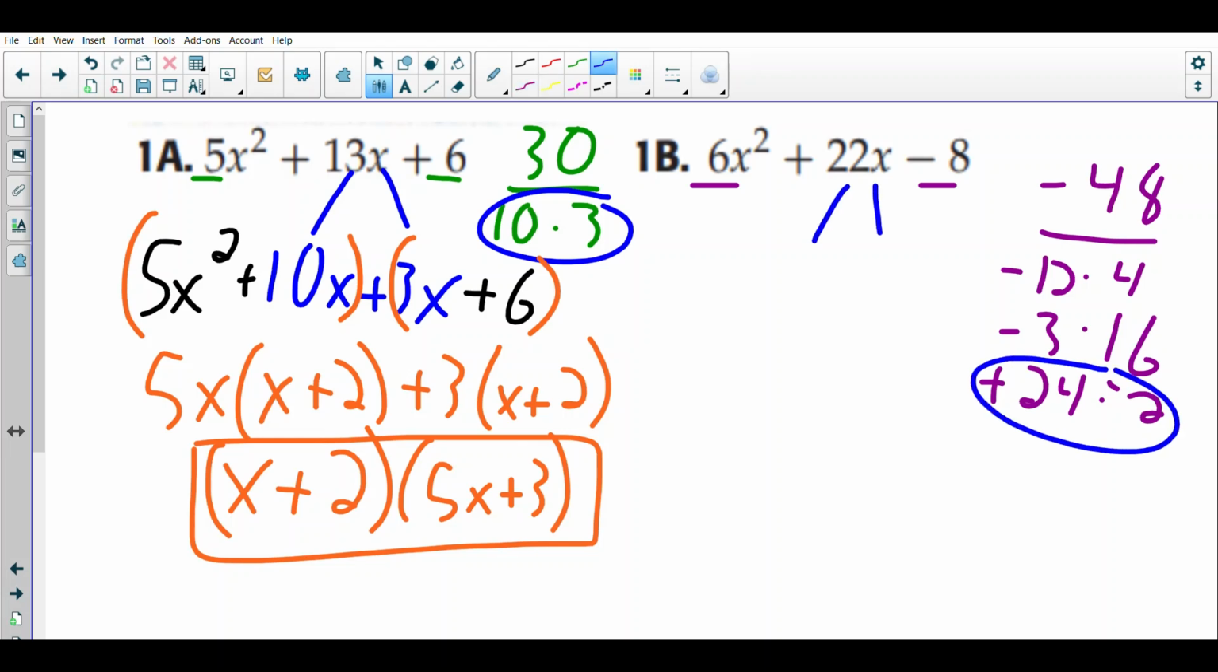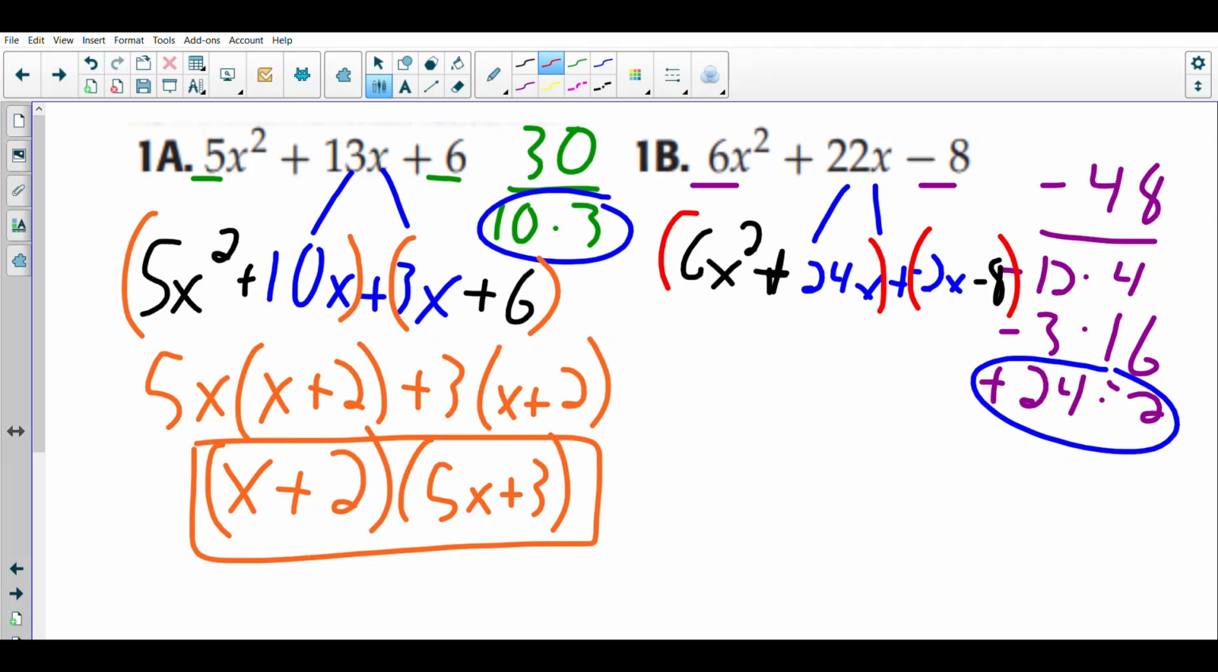So there we go. So I have 24x plus negative 2x. I got minus 8 at the end. That's 6x squared at the front. Okay, so that first part is going to be a little trial and error as you figure it out. And that's okay. It takes time.